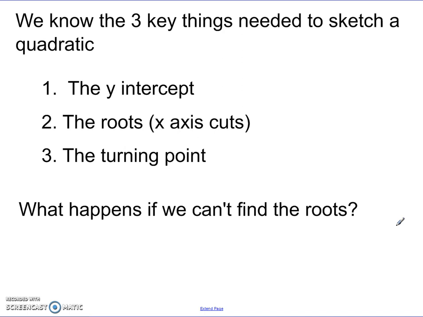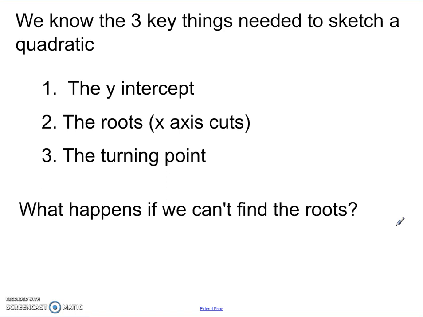Now, if you think about the discriminant of a quadratic, there were three outcomes. We had b squared minus 4ac could be bigger than 0, equal to 0, or less than 0. If it's bigger than 0 or equal to 0, we get two roots or one root. However, if it's less than 0, we get no roots. What this means is it doesn't actually cut the x-axis.